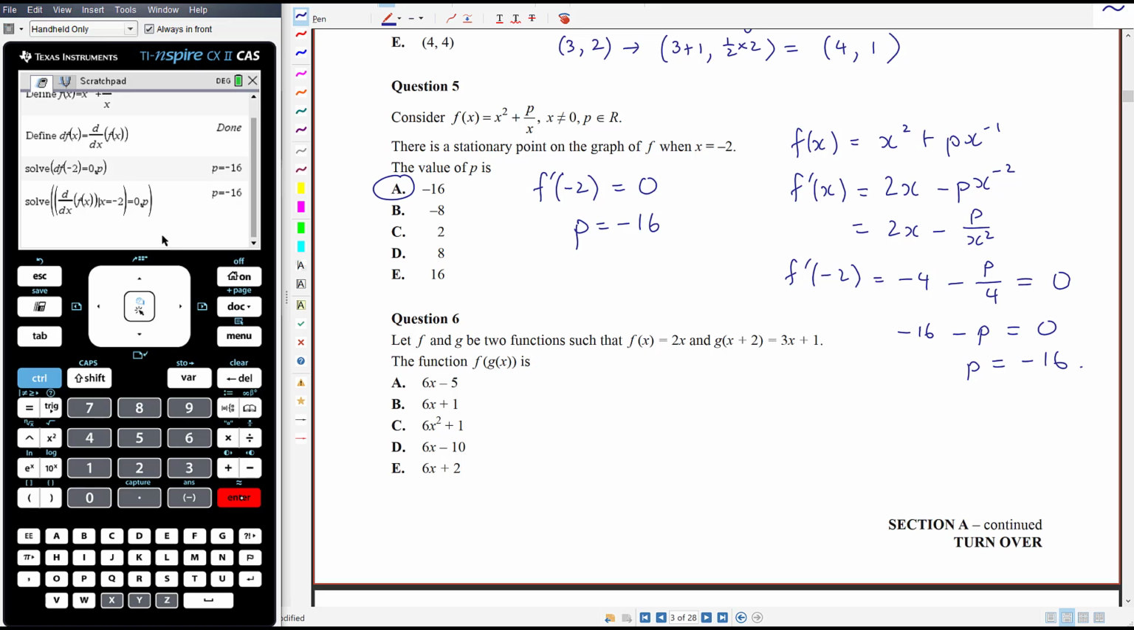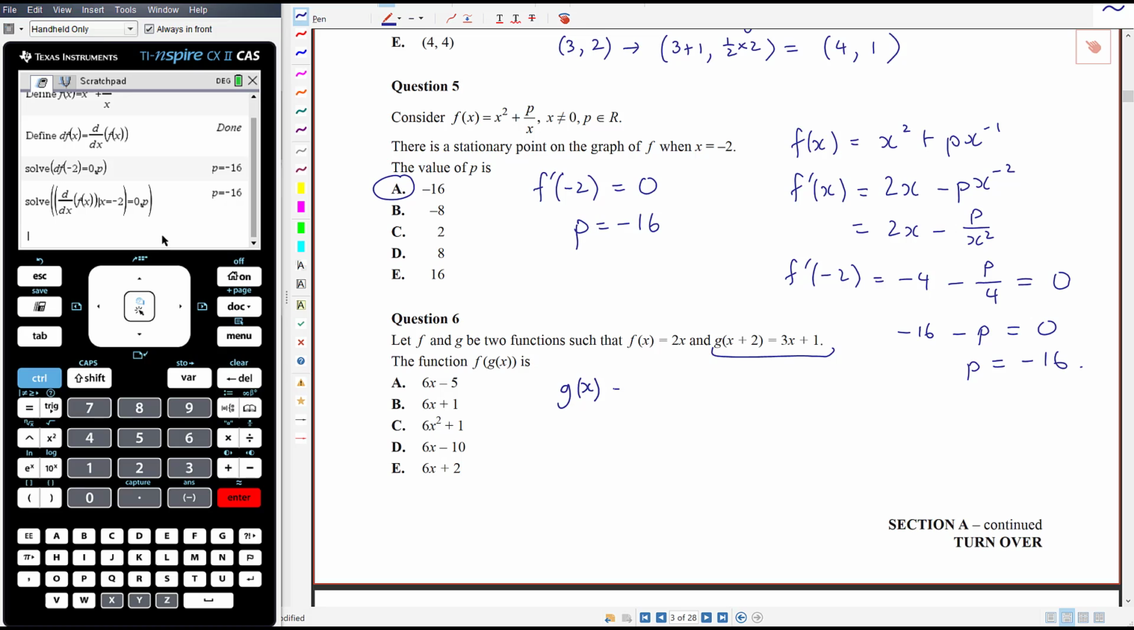Question 6, let f and g be two functions such that f of x equals 2x, g of x plus 2 is equal to 3x plus 1. The function f of g of x is equal to. Okay, so from here we kind of need to be able to work out what g of x is.